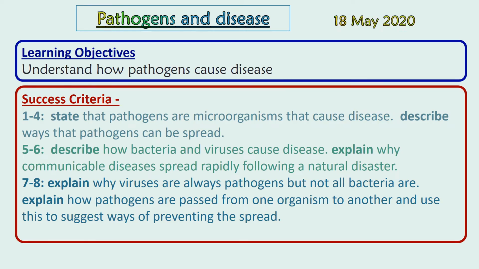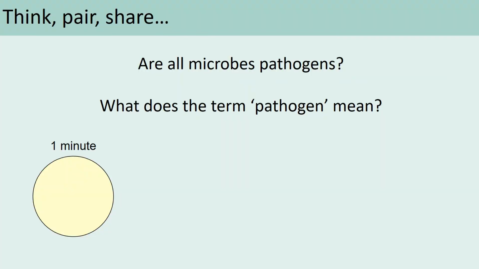Okay, so what we need to know from this lesson, for grades 1 to 4, we need to be able to state that pathogens are microorganisms that cause disease. That's a really important definition that will come up later that we do all need to know. We need to be able to describe ways that pathogens can be spread, so how diseases spread. For 5 to 6, we need to describe how bacteria and viruses cause disease and explain why communicable diseases spread rapidly after a natural disaster. And for 7 to 8, we need to be able to explain why viruses are also pathogens, but not all bacteria are. Okay, let's begin.